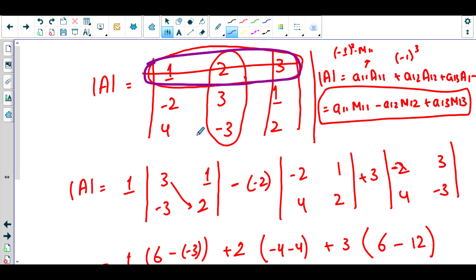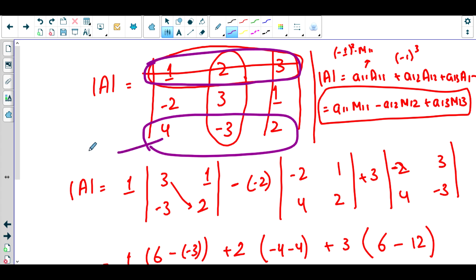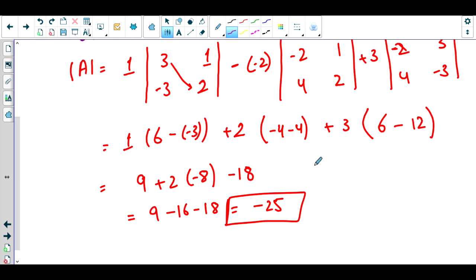Like if you want to take this row, then this one is a31, so this will be positive because 3 plus 1 is 4, it's positive. This is a32, 3 plus 2 is 5, so this will be negative. This is a33, 3 plus 3 is 6, so this one will be positive. This is how you can find the determinant. If it's a 4 by 4 matrix, the same rule can be implemented. It has more techniques also to help. In the coming lectures we will discuss it also.